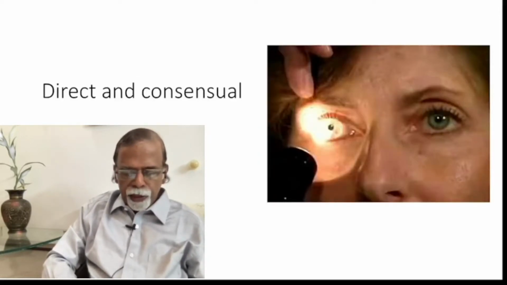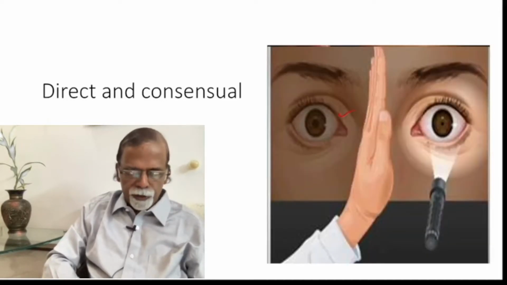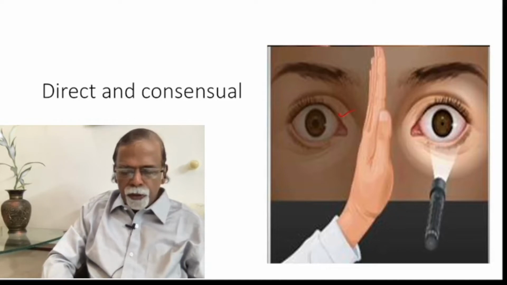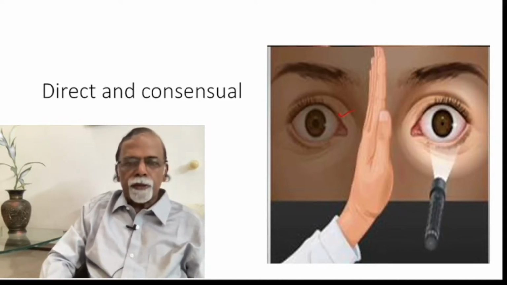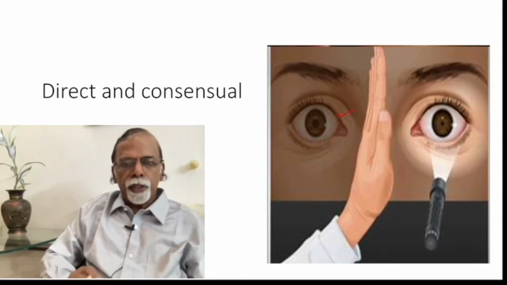Here you can see the light is thrown to the right eye, the right pupil constricts, and at the same time the left pupil should also constrict. This is the direct and consensual reflex. So, how will you do it? The most important thing is you should always stand on the side of the patient.